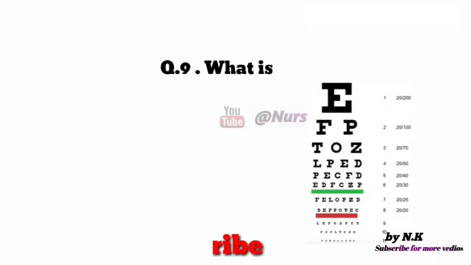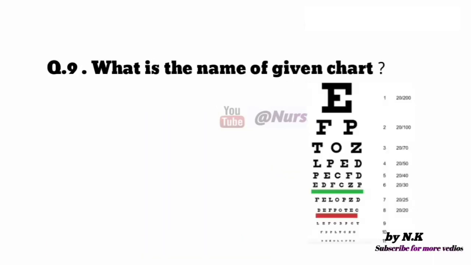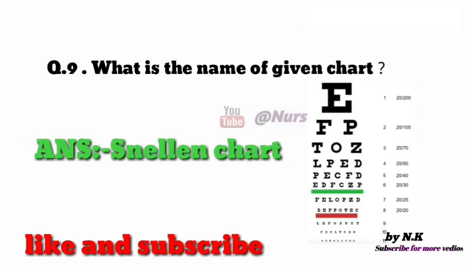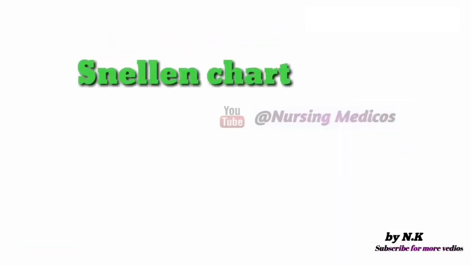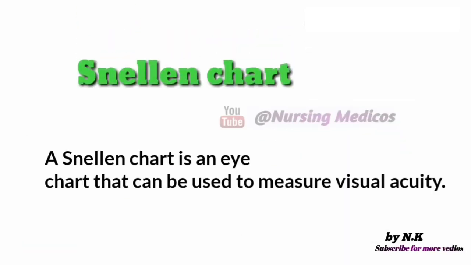The next one. What is the name of this chart? This is Snellen chart. What is used? This is an eye chart that can be used to measure visual acuity.